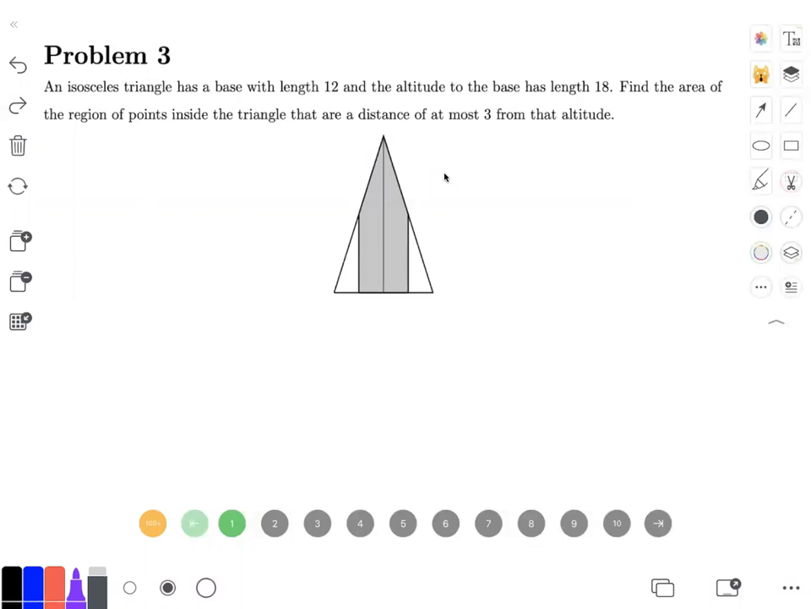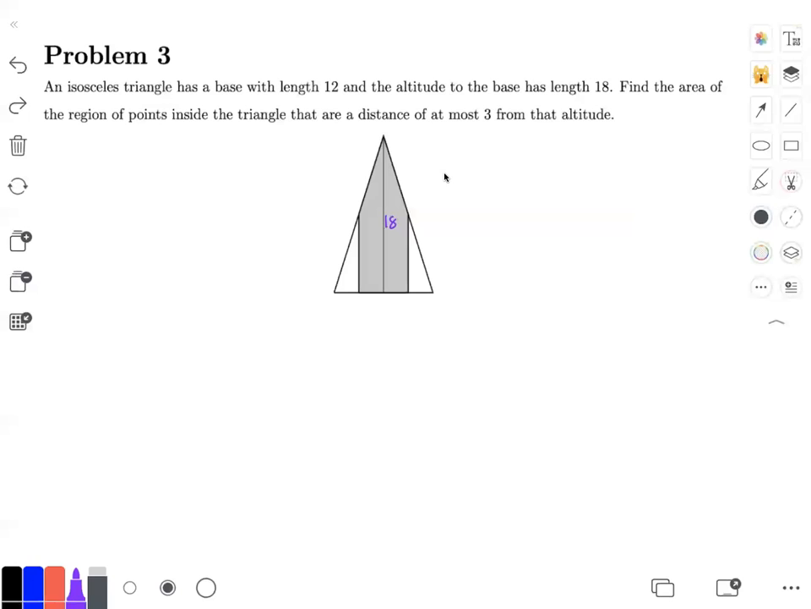An isosceles triangle has a base length of 12 and the altitude to the base has length 18. Find the area of the region of the points inside the triangle that are a distance of at most 3 from that altitude. So this length is 18 and this length is 12. The shaded region is the locus of all points that are a distance of at most 3 from this altitude.